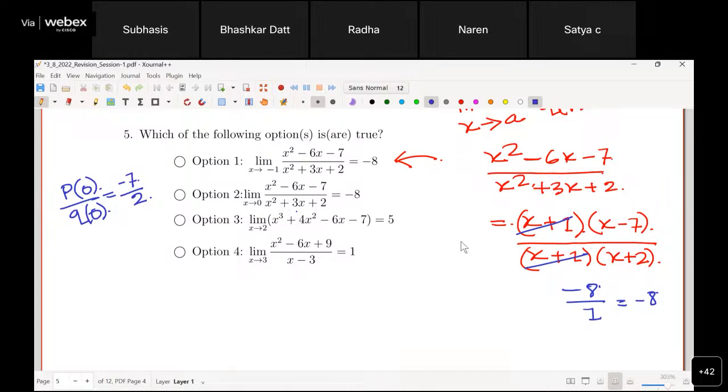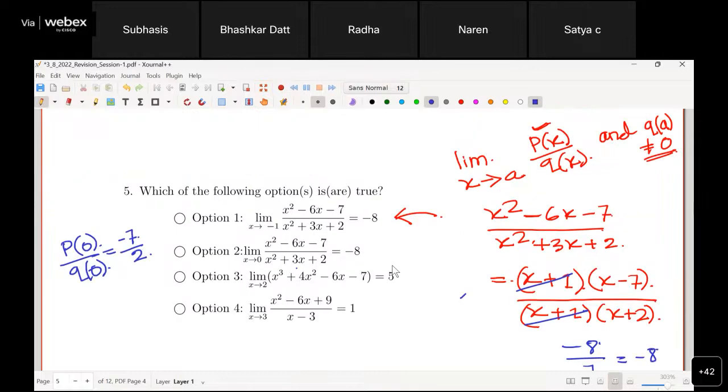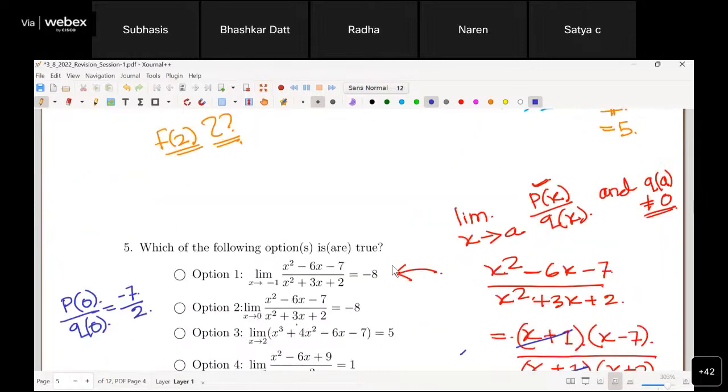L'Hospital's rule is actually much more general. Right now I'm dealing with polynomials. As I said, when you have sin x by x, I can't factor sin x, so that is completely different. In that case, L'Hospital's rule is a much more general thing. You can apply it for sin x as well as for the polynomial.